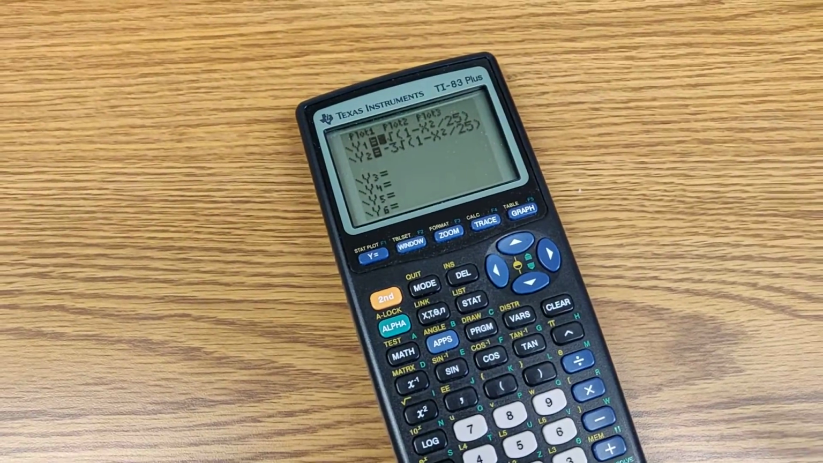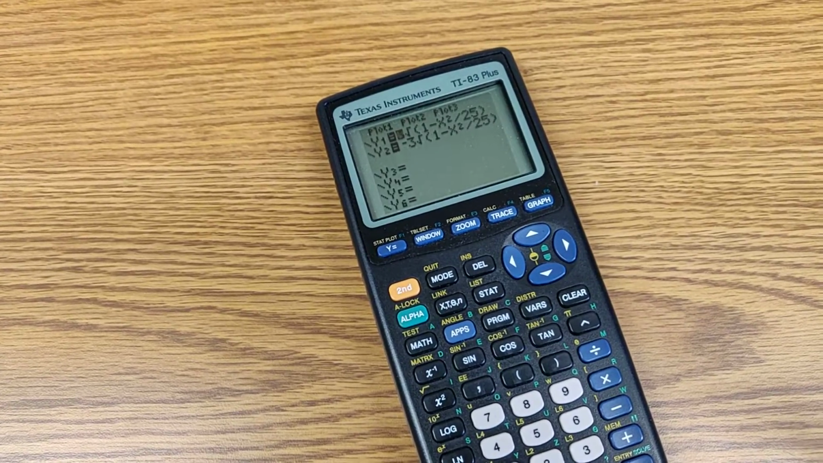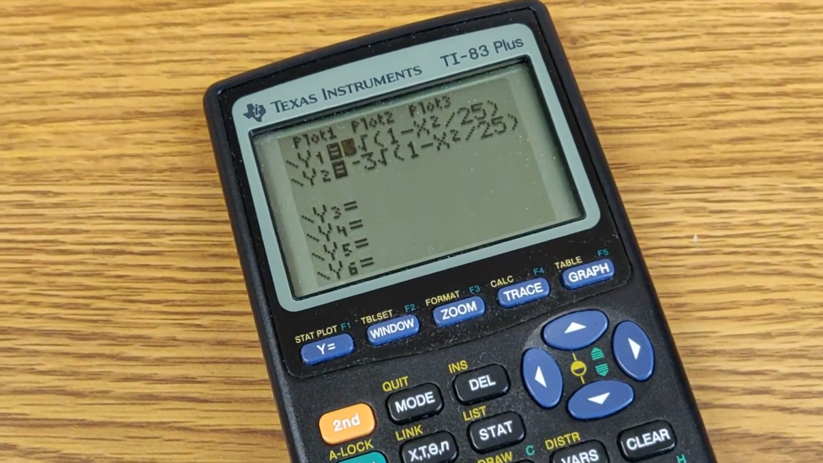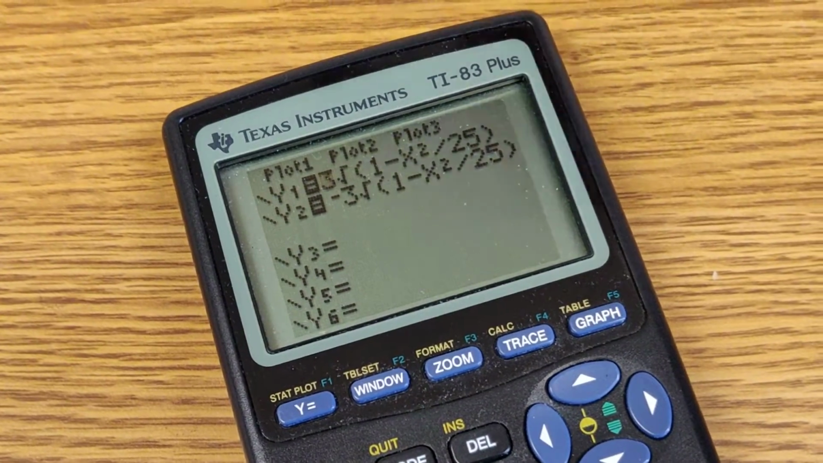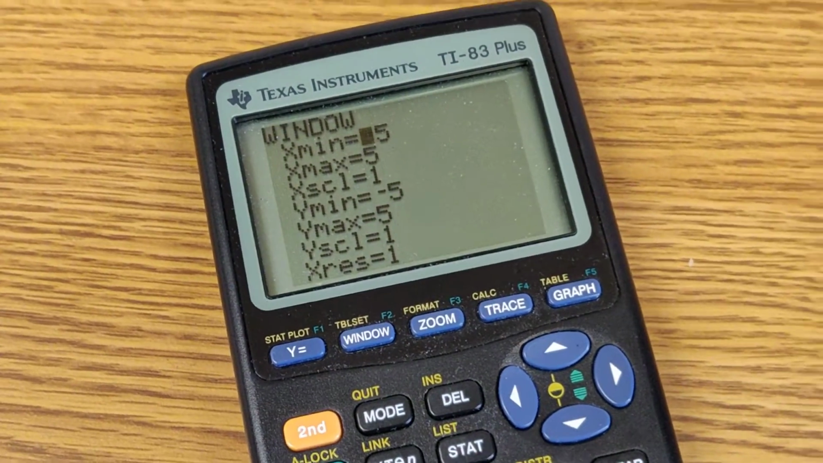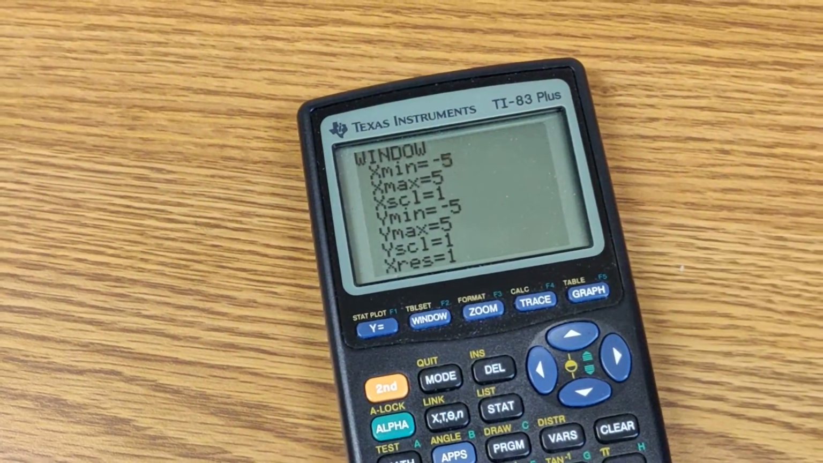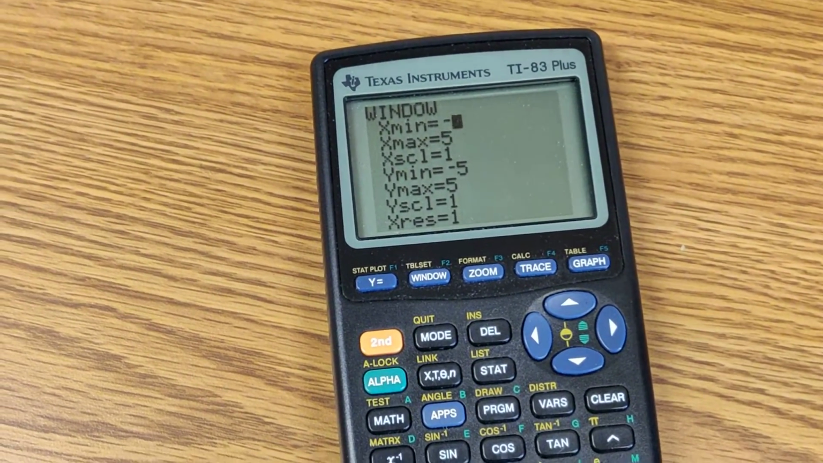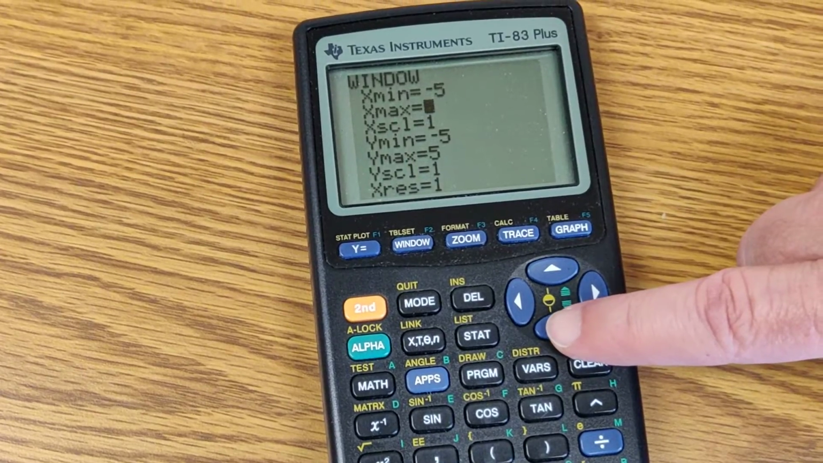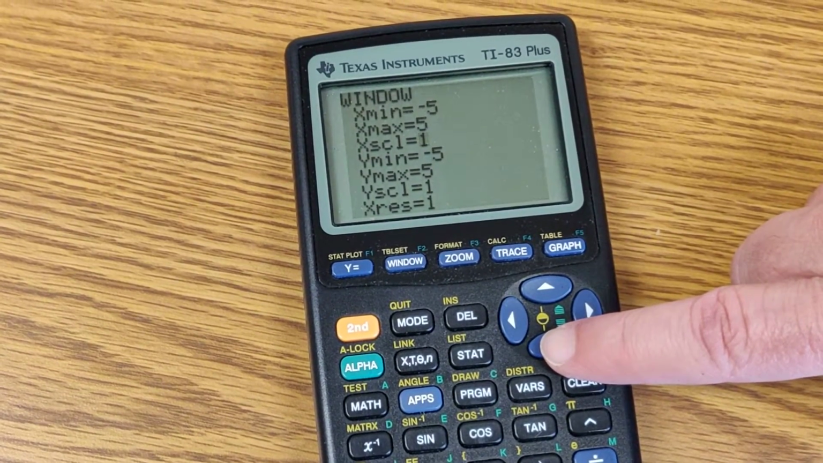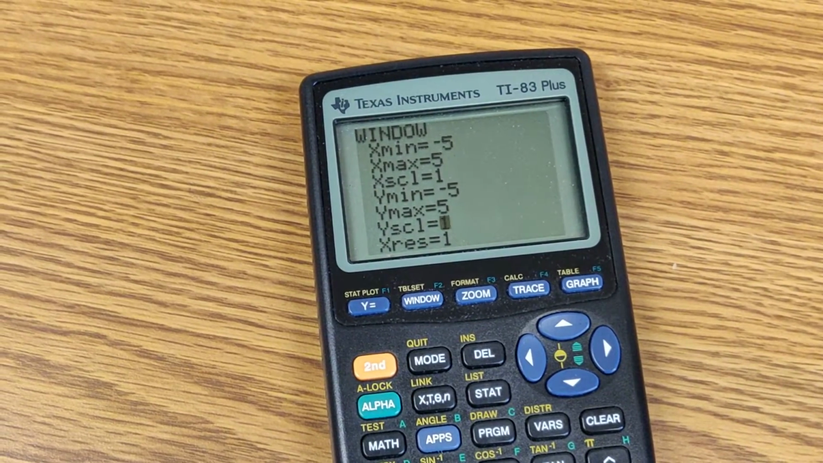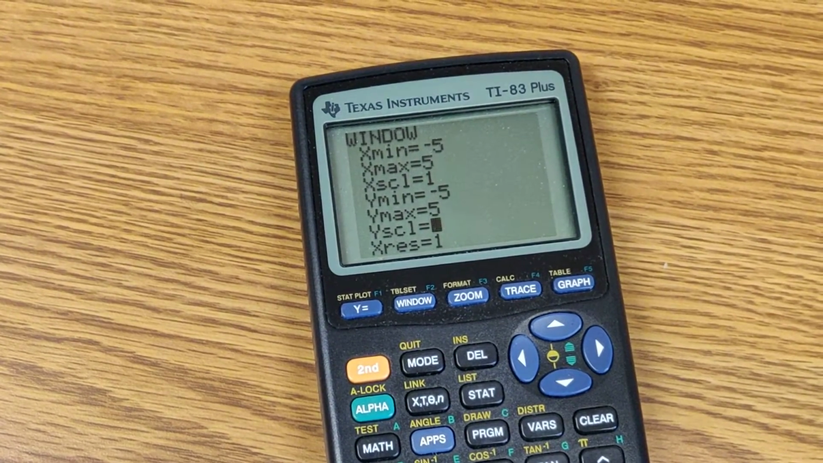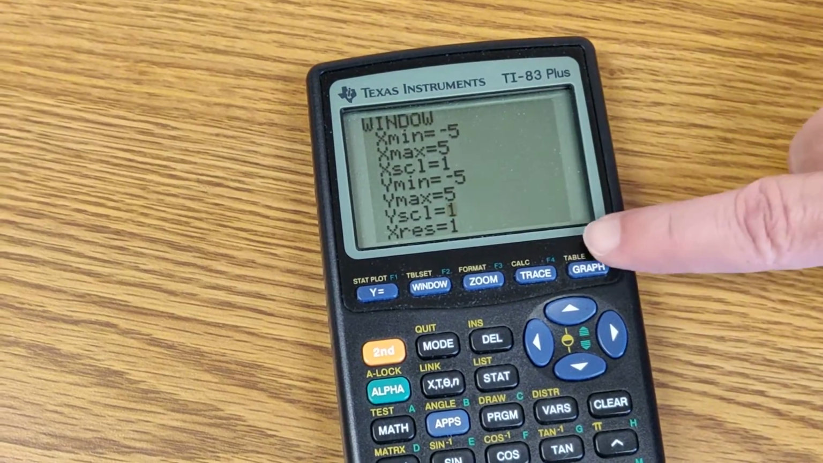You will have noticed that I've already entered the equation. Once you enter the equation, you want to go to your window. And since you already know the extent of our graph, notice that our x's are between -5 and 5, and our y's are also between -5 and 5. I could have lowered them to be between -3 and 3. And now graph.